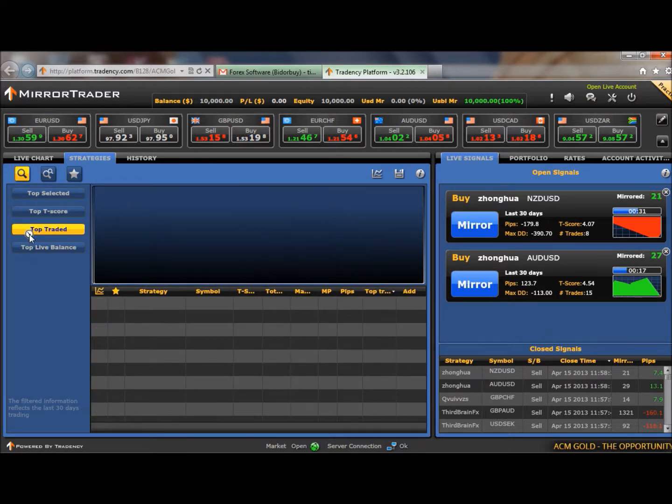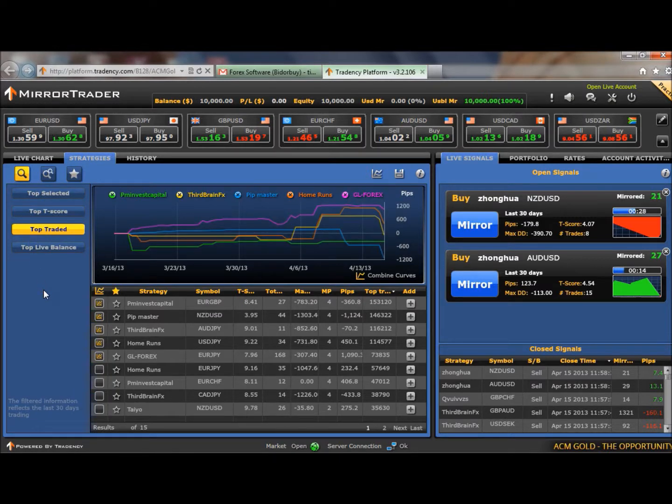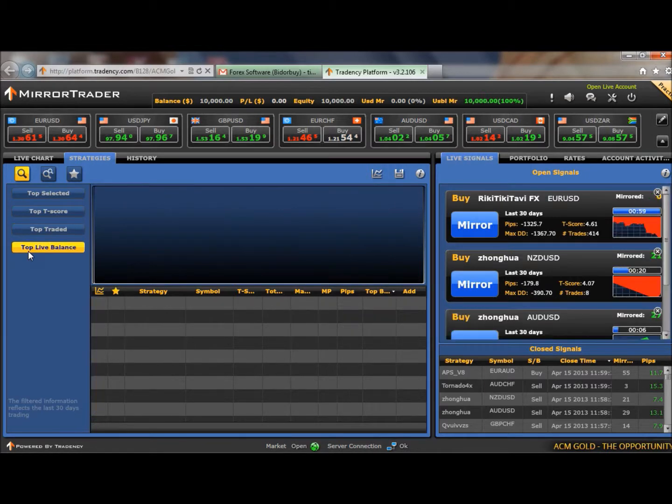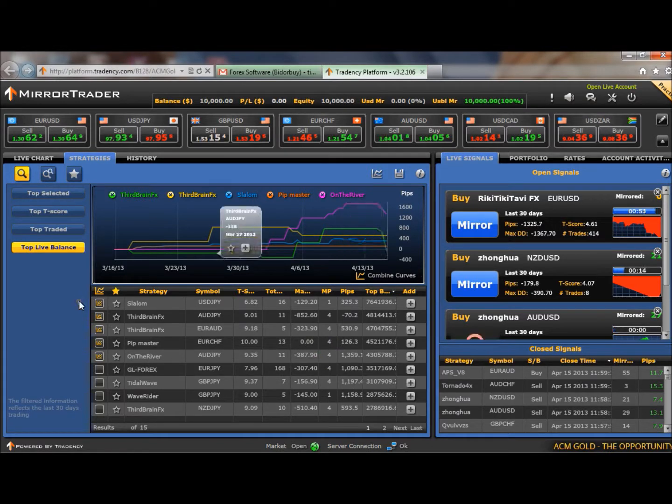Underneath that you have Top Traded. This is just the guys that traded the most. Again, a guy that trades a lot doesn't necessarily know what he's doing. He just trades a lot. So again, I also don't use that. And then at the bottom you have Top Live Balance, which is the traders that have the most money in their bank accounts. Again, a guy that has a lot of money in his bank account is not necessarily a good trader. So we keep it top selected.